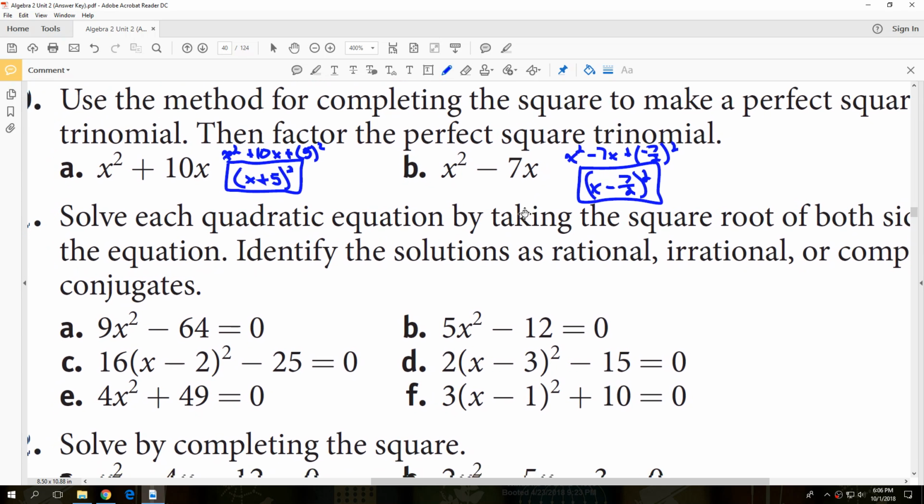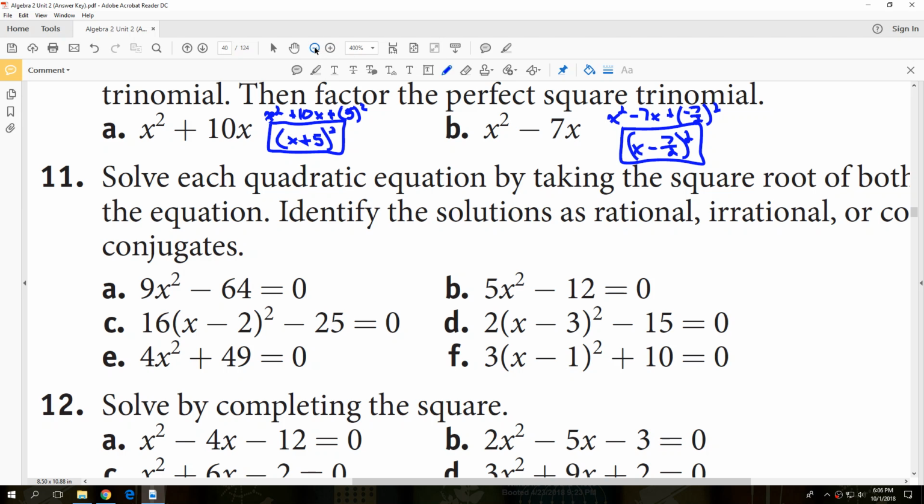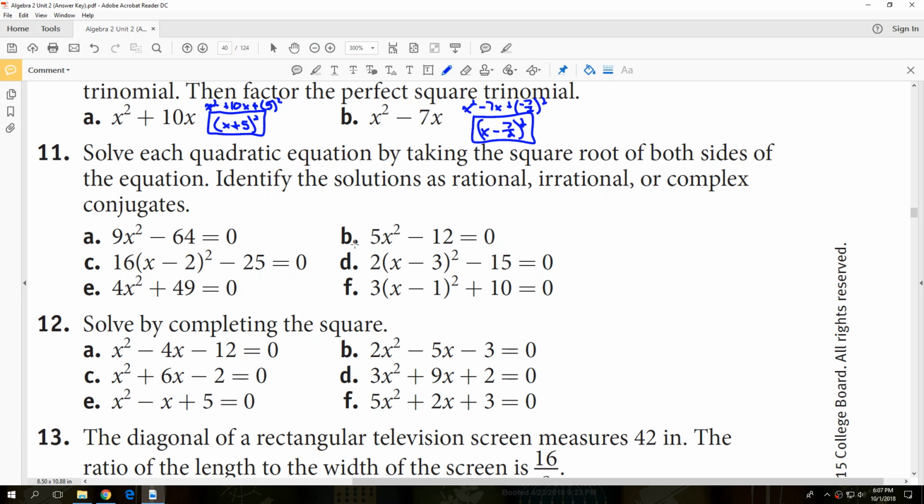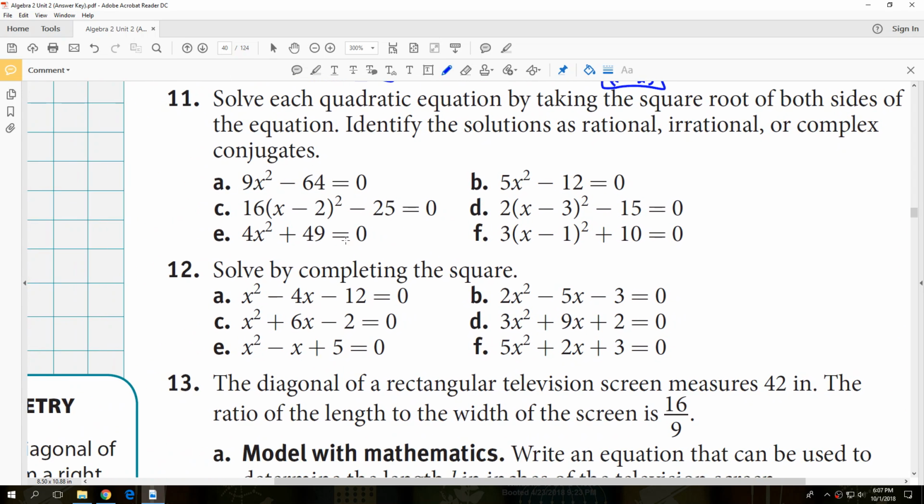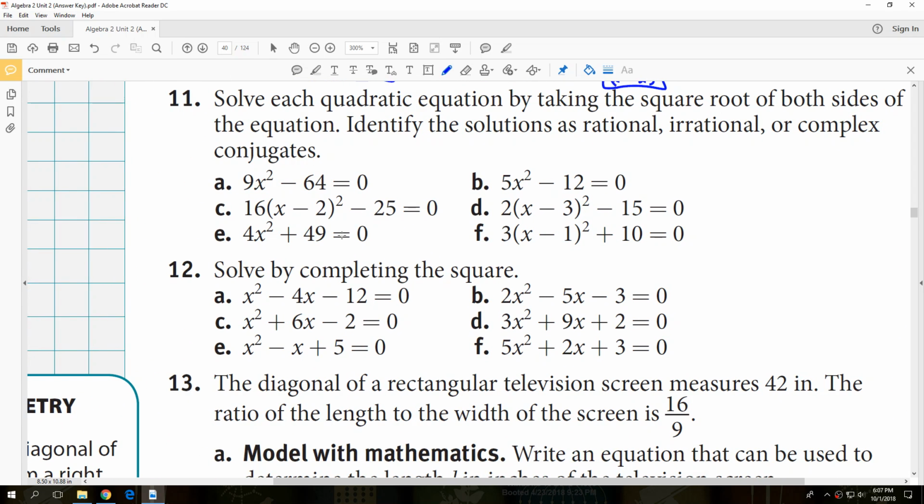All right, so that brings us to number 11. Let me zoom out here. So solve each quadratic equation by taking the square root of both sides of the equation and identify the solutions as rational, irrational, or complex conjugates. Okay. Again, there is pretty much no room here. So let me, I think what I'm going to do, hang on one second. Let me get set up over here. Off the screen, I've got all the problems as well.